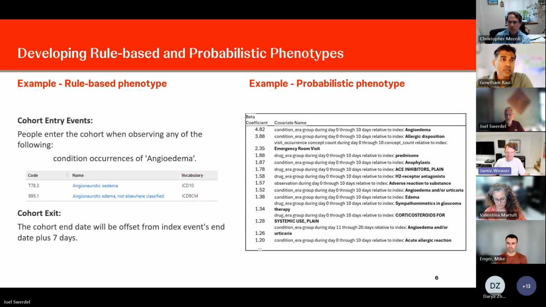It certainly looks like angioedema predicts angioedema in this toy example, but emergency room visit as a strong predictor is surprising. Probably because of an allergic reaction or allergic disposition. That's generally what happens: you get a swelling and you go to the emergency room. Yeah, thanks. And that's when you get your epinephrine.